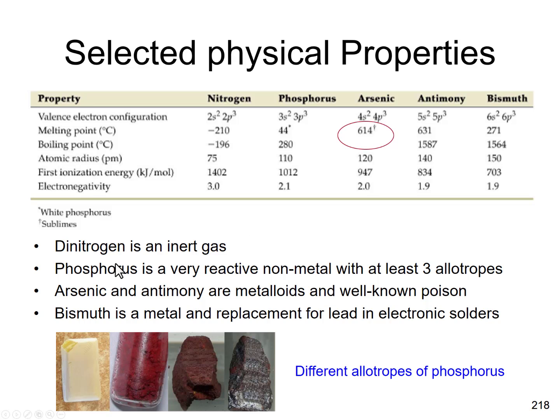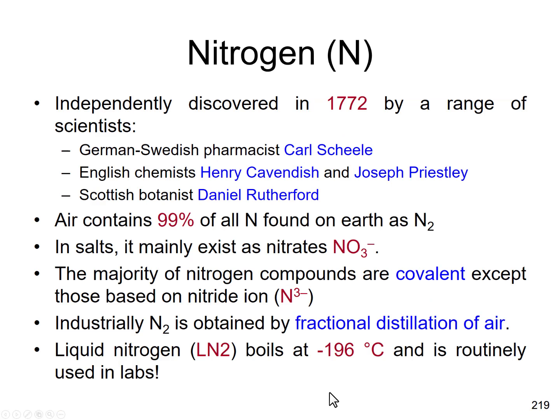For example, dinitrogen is an inert gas. Phosphorus is a very reactive nonmetal with at least 3 allotropes, and arsenic and antimony are metalloids and well-known poisons. Bismuth is a metal and a replacement for lead in electronic solders. In this depiction, you can see different allotropes of phosphorus, and you can see that they come in different forms and colors. Now let's look at nitrogen in more detail.